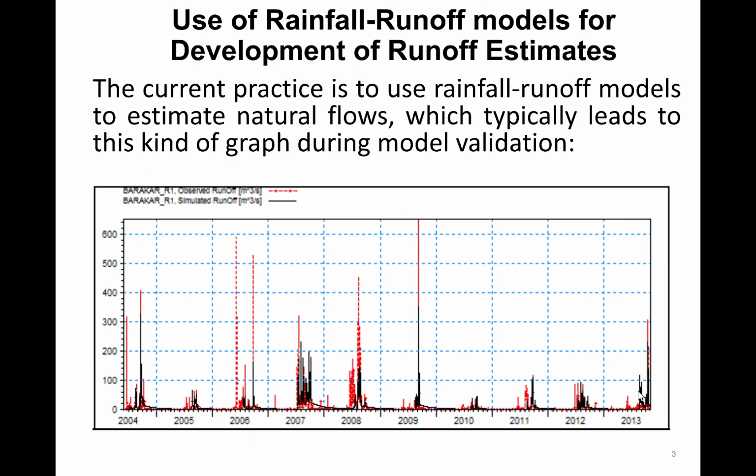Now, conducting studies, of course, requires estimates of natural flows, and a typical way of doing this is by running the so-called rainfall runoff models. Those models have to be run through the calibration phase and then the validation phase, and this is a typical look of one of the validation phases, where you can see a huge discrepancy between the simulated and observed flows. This is not an exception, this is more like the rule.